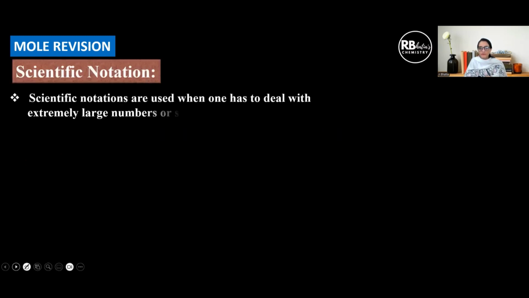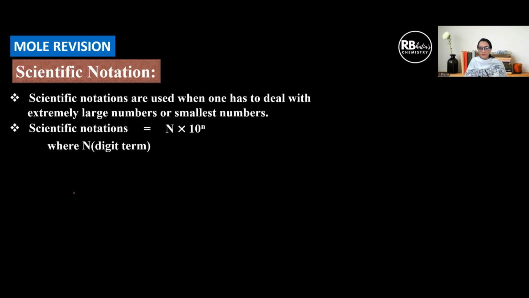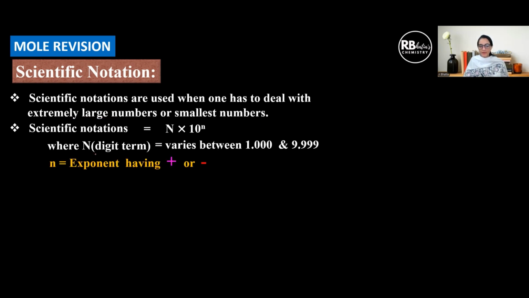Coming to the next topic, scientific notation. Now, what is scientific notation? What you have to remember is scientific notation is generally used, if you are asked what is the significance, when one has to deal with extremely large numbers or extremely small numbers. So we take them to the powers. In what form do we express them? Scientific notation is N into 10 to the power n, where N is called the digit term. This varies between 1.0 to 9.999. Okay. n is any exponent having a positive or a negative value.